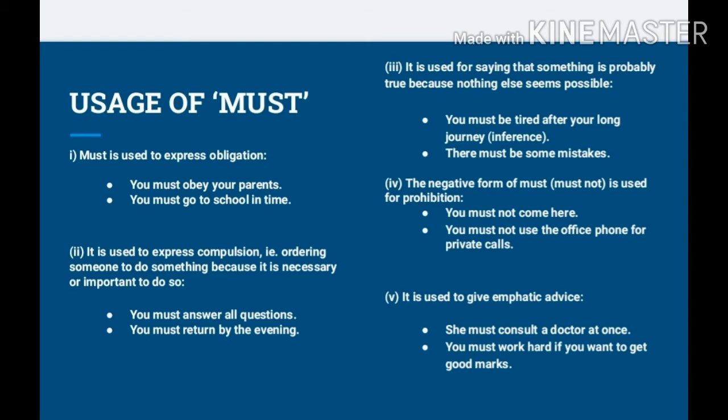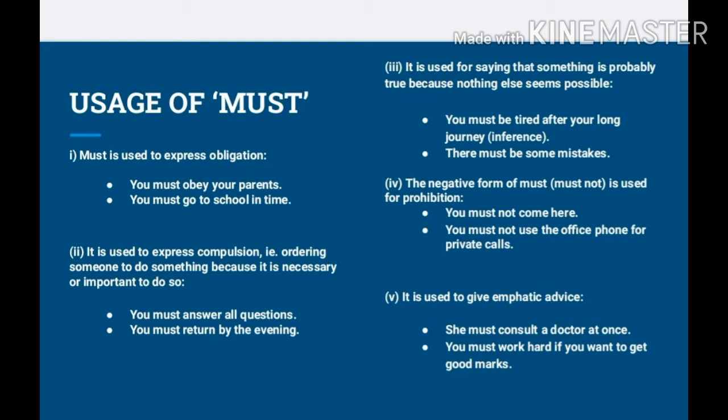Firstly, must is used to express obligation. Obligation means moral or legal duty or commitment a person should do. For example, you must obey your parents. That is a moral duty of a child to obey the parent. Next example, you must go to school in time. It is a legal or moral duty or commitment of a student to reach the school on time.